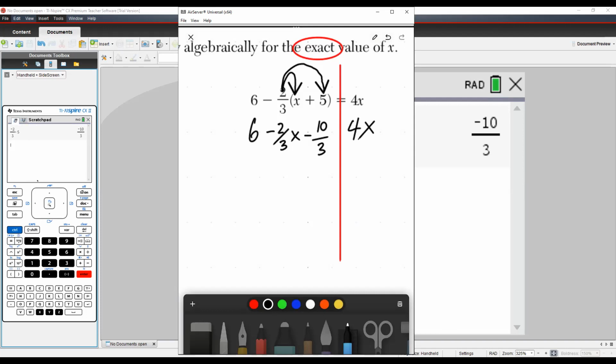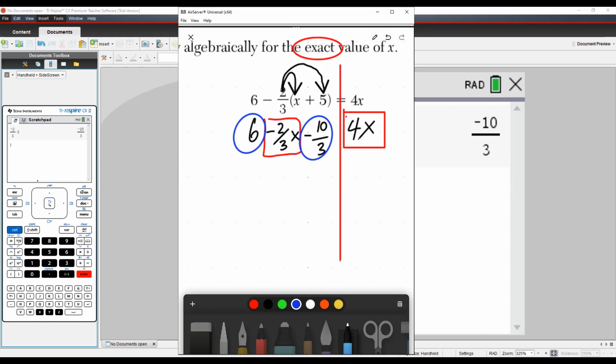So the first step that I've done, Jameer, is just get rid of the parentheses by multiplying by the negative 2/3. Now I'm going to do boxes and circles. Anything that has an X next to it goes into a box, and I call it the X box. So that negative 2/3 goes into a box, and that 4x goes into the box. Now, anything that doesn't have an X goes into a circle. So this 6 goes into a circle, and this negative 10/3 goes into a circle.